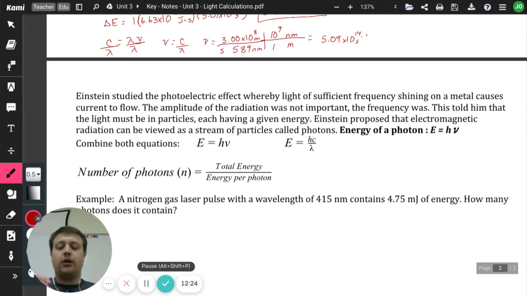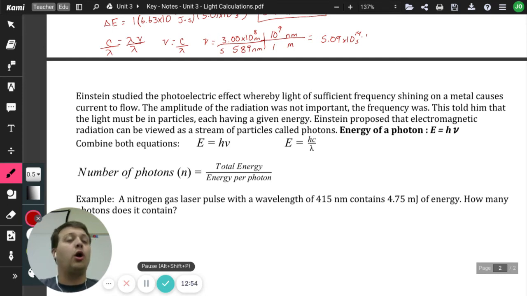Now, when Einstein was doing this, what he found was that the amplitude of that radiation did not matter. What was important was the frequency. And so this told him that the light must be in particles, each having a given amount of energy. And so he proposed that energy equals Planck's constant times that frequency. So he completely took out that integer.